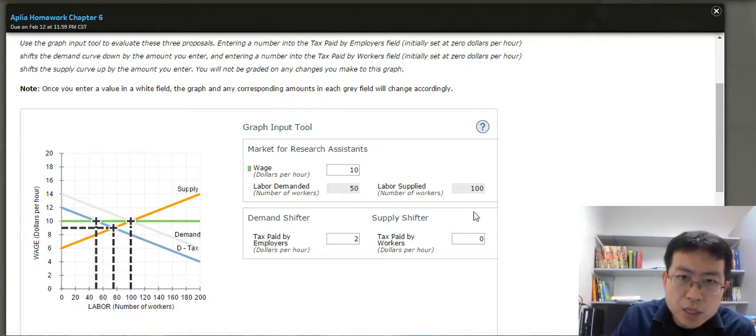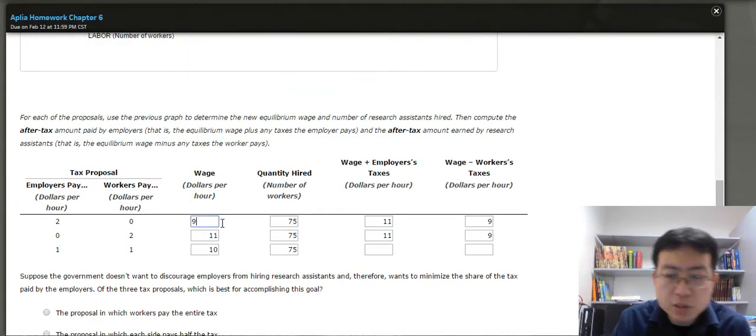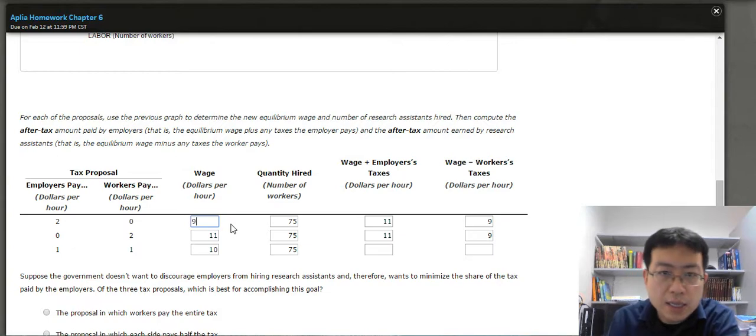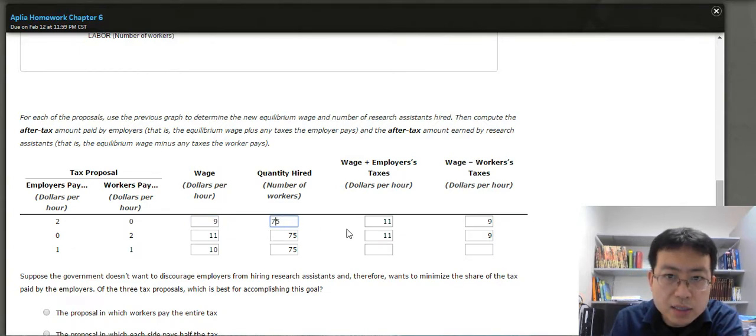Now if you notice, once you put a $2 tax levy on employers, our demand curve shifts to what we call D minus tax. So on the D minus tax, our new equilibrium quantity is 75, the price is $9. So over here we put $9 for the wage, and then 75 for the quantity hired.